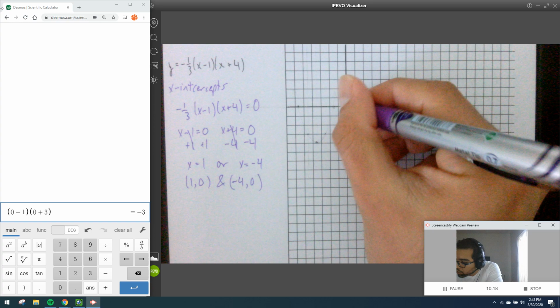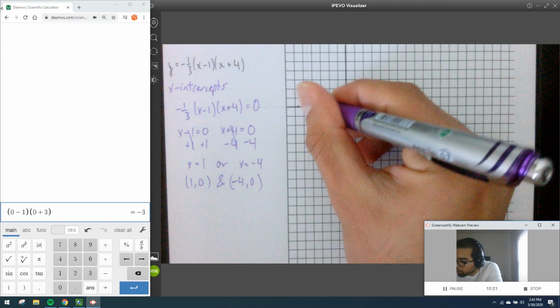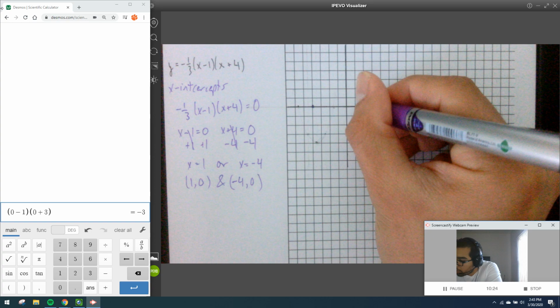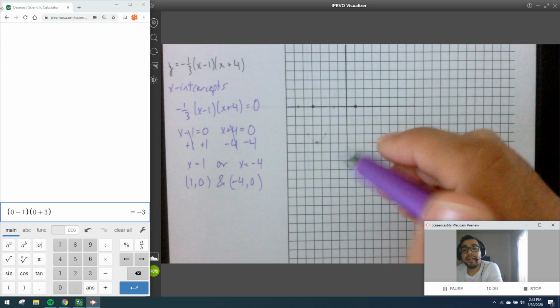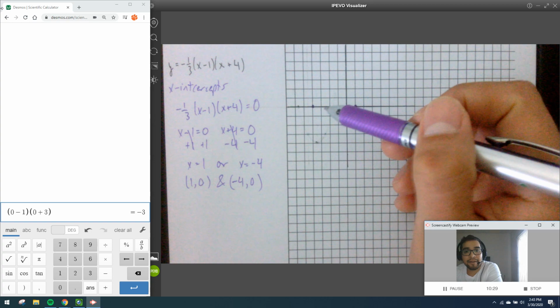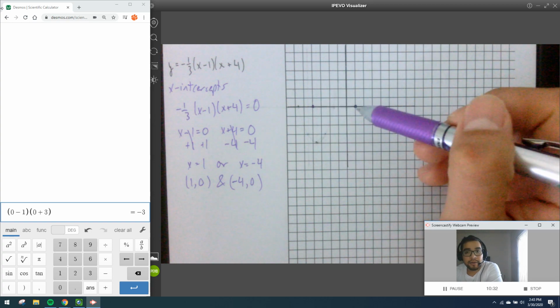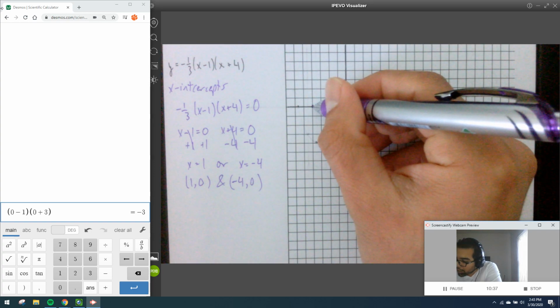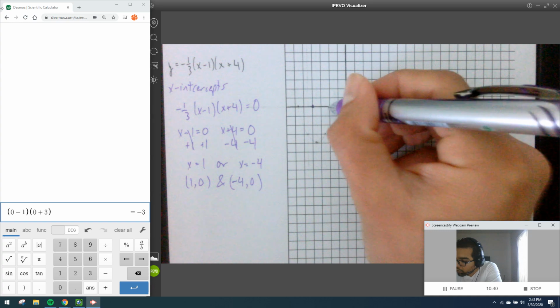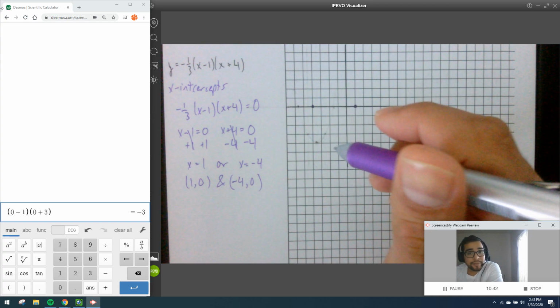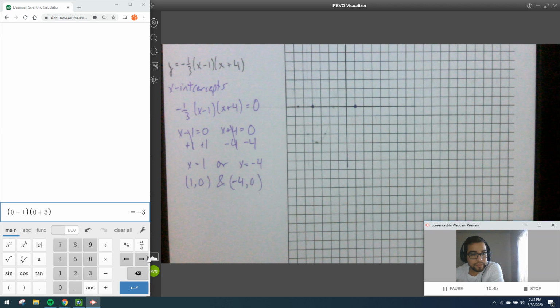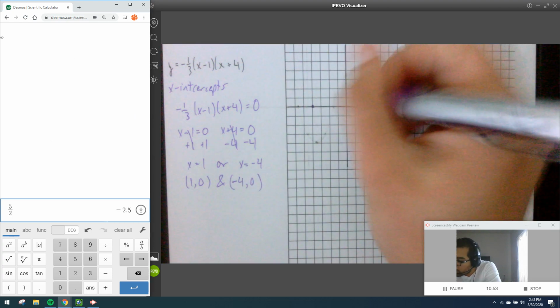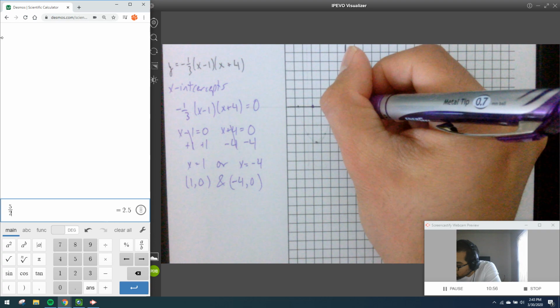So -4, 0, 1, 2, 3, 4, right over here. All right, and we're at 1, 0. Now, in order to find the axis of symmetry, I need to find halfway between -4, 0 and 1, 0. And if I take a look at how many units they are away, 1, 2, 3, 4, 5, 5 units away. Okay, so the 5 units away, and if I divide 5 by 2, we get that it is 2.5 units. And so halfway between here and here is right there.